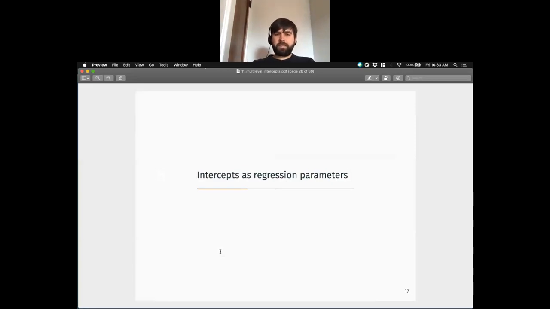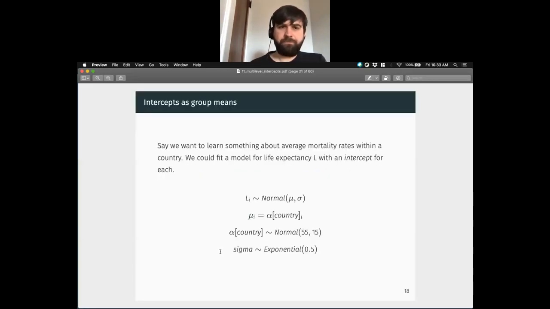So let's think of intercepts as regression parameters here, and let's move over to the no pooling model. We can think of an intercept, right? We thought of it last time as the global mean for the data. The alpha we estimated was a single mean parameter for the full data. What if we constructed a model where we predicted the life expectancy for a country based on an intercept for that country? So we're going to give an intercept for each country in the data.